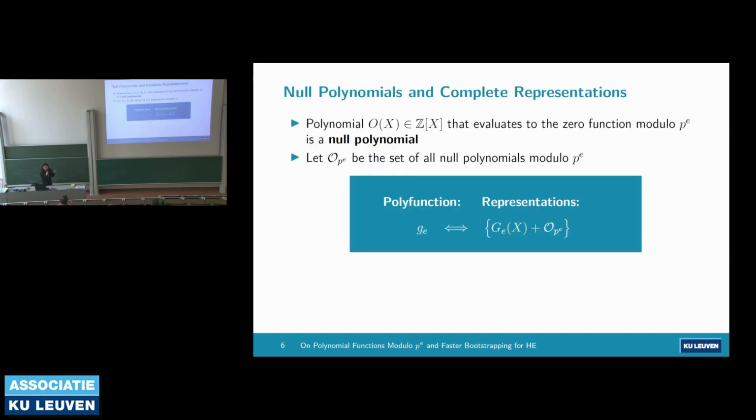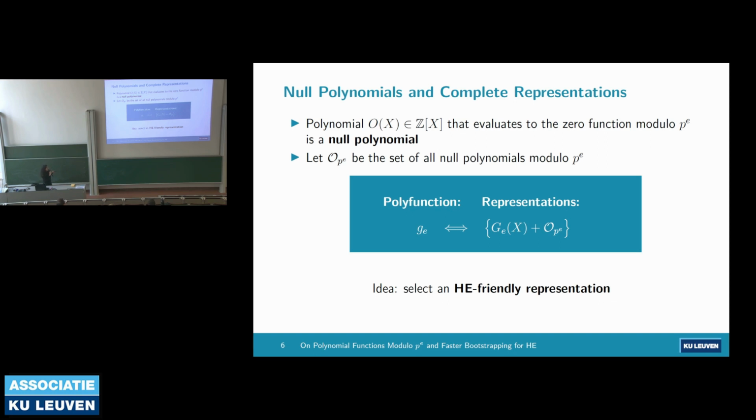Therefore, if we know the set of all the null polynomials modulo p to the power of e, then starting from any representation, Halevi-Shoup or Chen-Han, using this set of all null polynomials will give us the complete set of representations of this digit extraction function. And our idea is to select representations that are more homomorphic encryption friendly from this complete set.